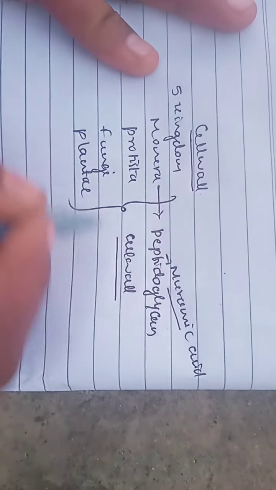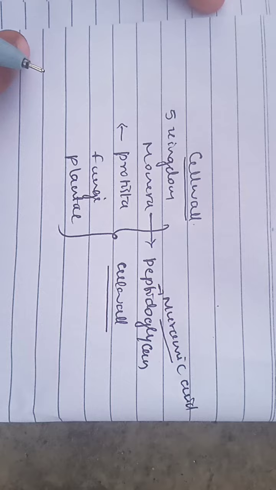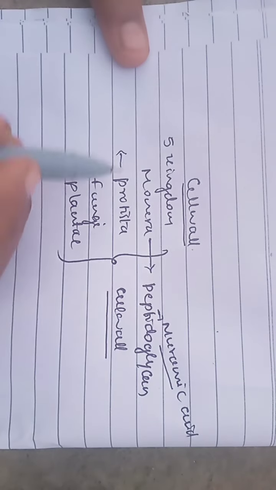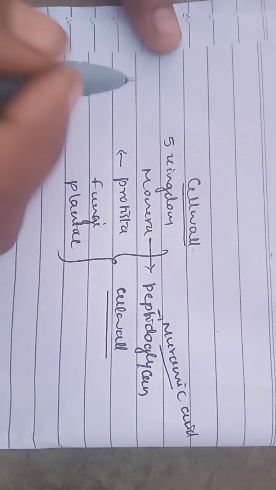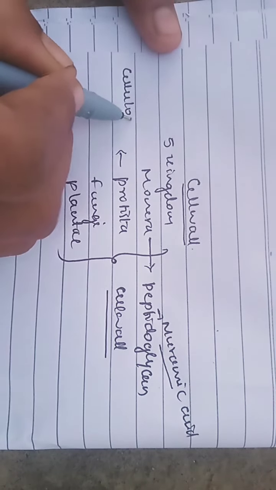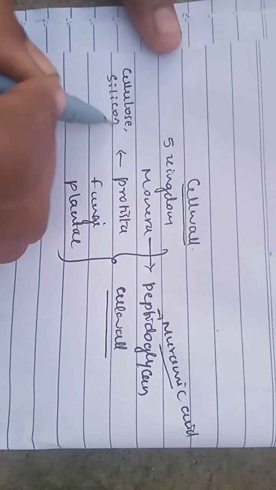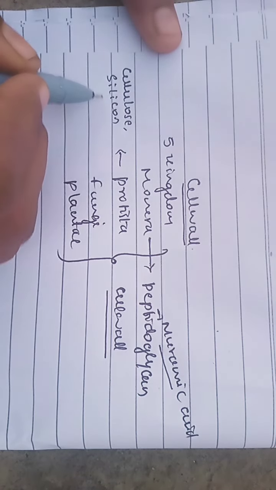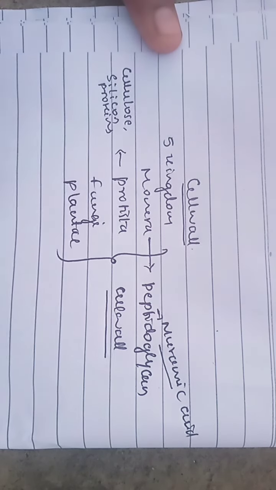In Protista, some organisms have a cell wall and some do not. To be specific, only a few of the Protista groups have a cell wall, and if they have one, the cell wall is made from cellulose, and in some the cell wall consists of silicon, and in some organisms the cell wall consists of proteins. This is related to Protista.